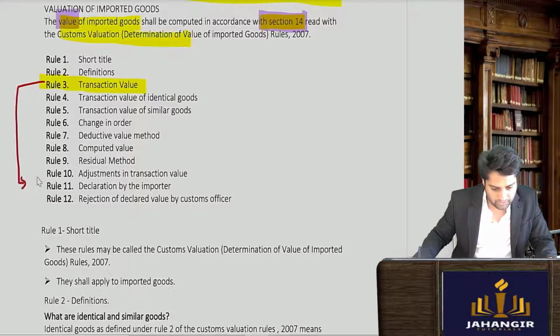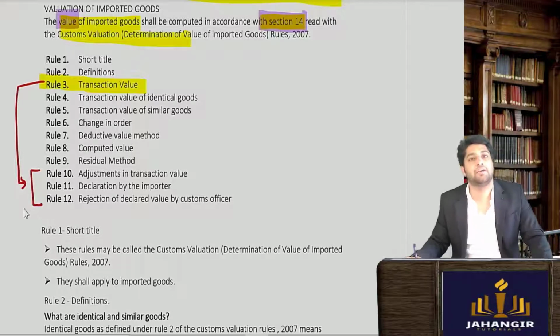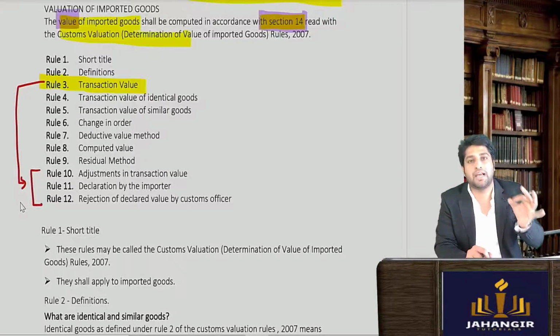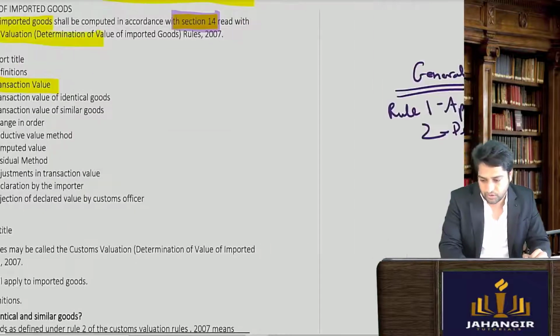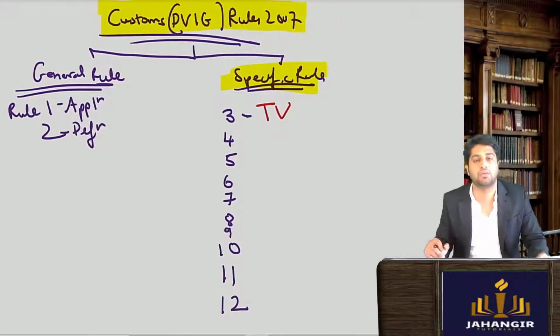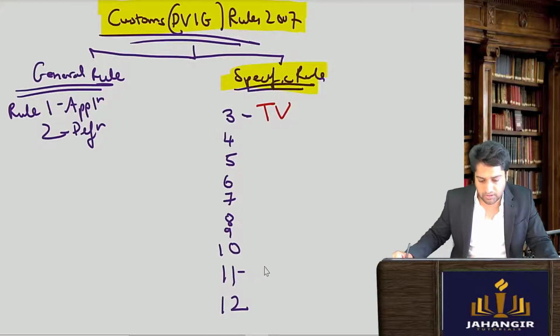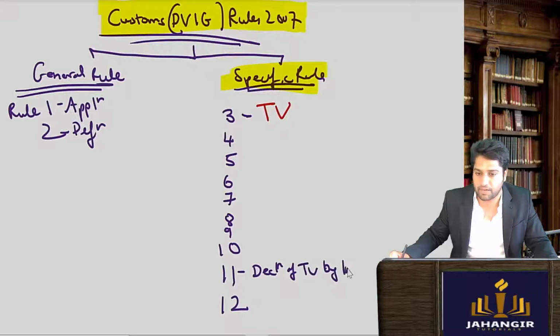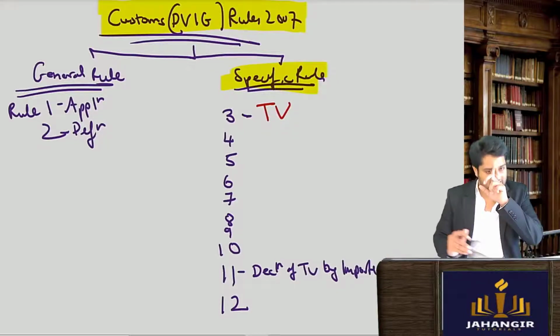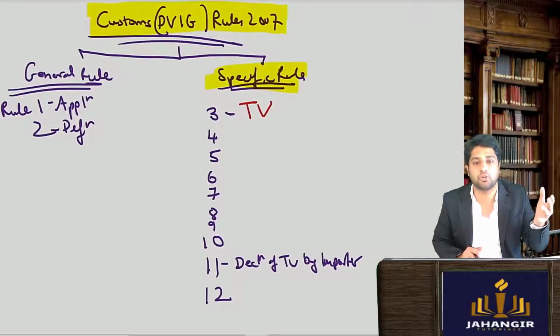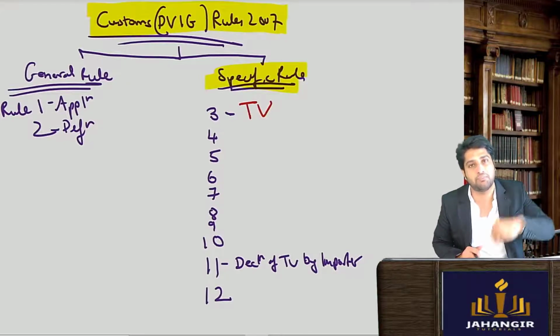These rules are to be read together: rules 10, 11, 12. So now we are seeing rule 3 is being read with rules 10, 11, 12. First of all, how will this transaction value be known? What is the transaction value? The importer himself will declare. So there will be a declaration of the transaction value by the importer. Is that clear? So how will the proper officer come to know? He'll come to know by the declaration given by the importer himself.